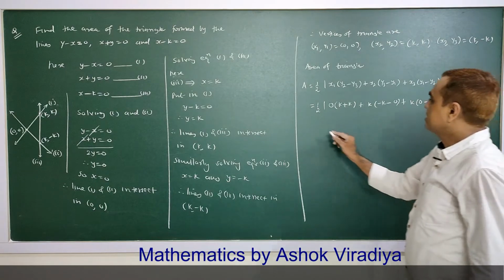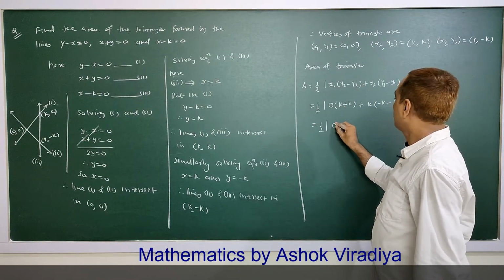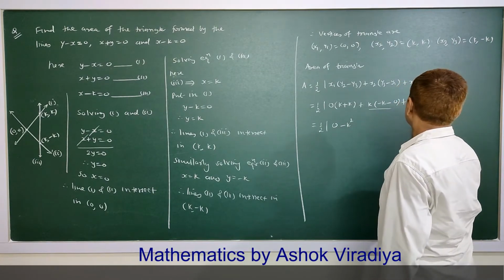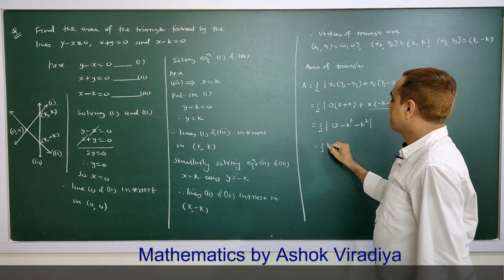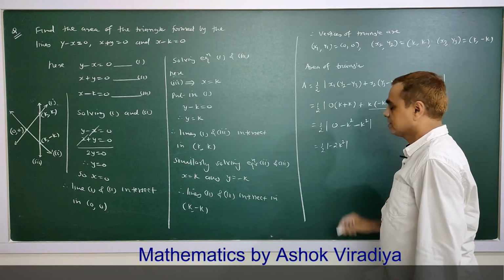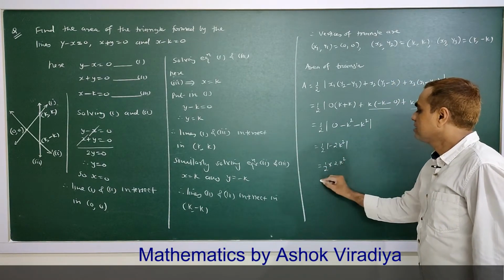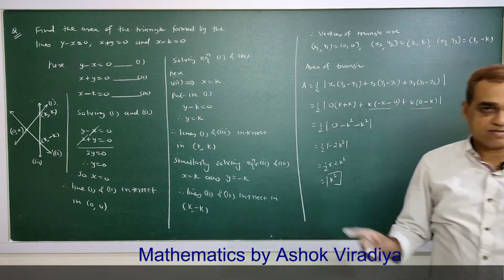So this is equal to 1 by 2 times 0 into anything is 0. This is minus k square. This is also minus k square. So 1 by 2 times minus 2k square. So this is 1 by 2 times 2k square. So value is k square. This is area of triangle.